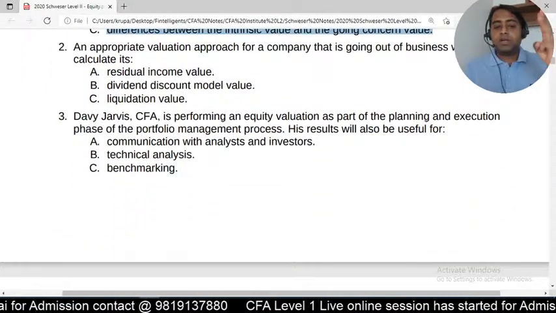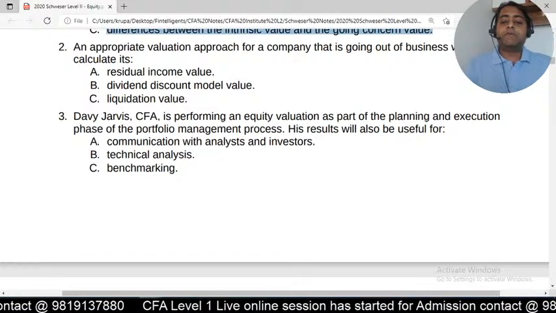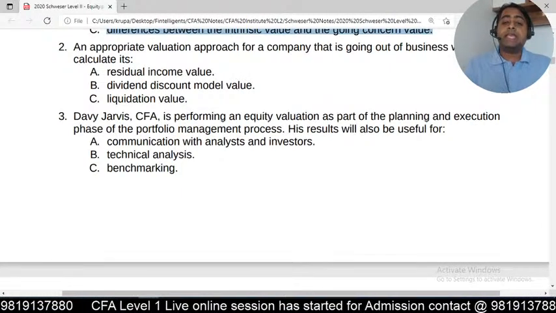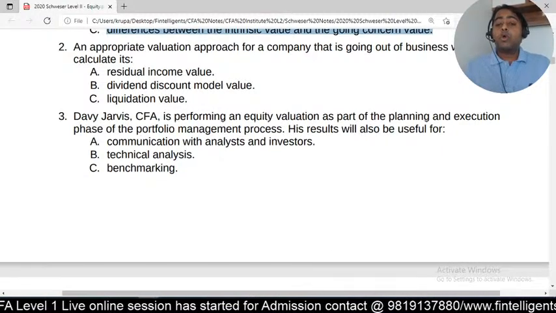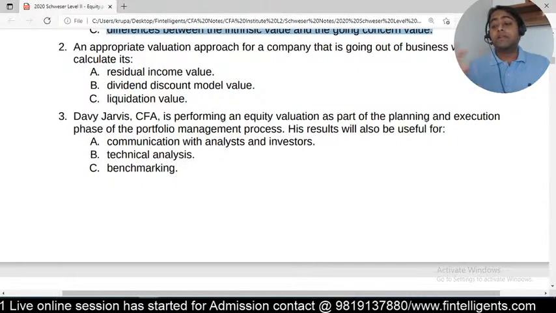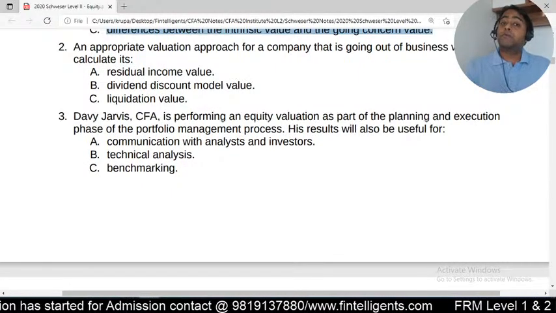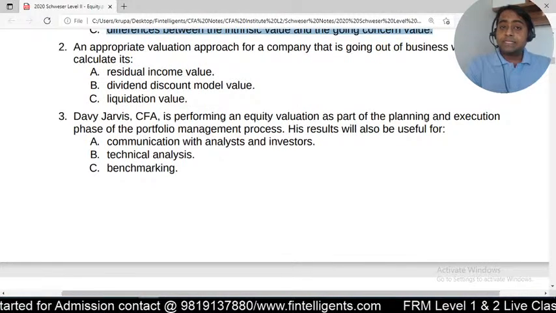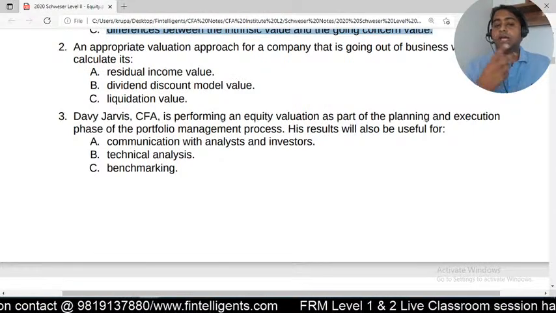Let us go towards the third question. Devi is performing equity valuation as a part of the planning and execution phase of the portfolio management process. His result will be useful for what? Now this is a slightly different question. When he is doing an equity valuation for planning and execution of the portfolio, his result will be used for which of the following purposes? Come on guys.